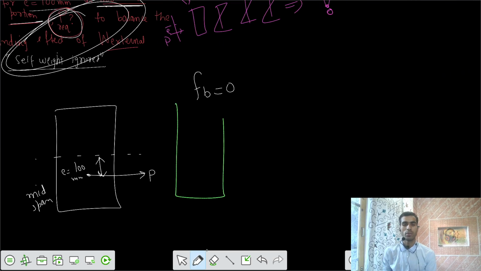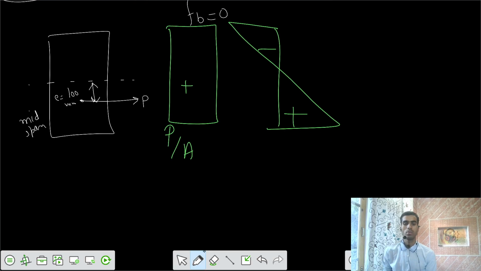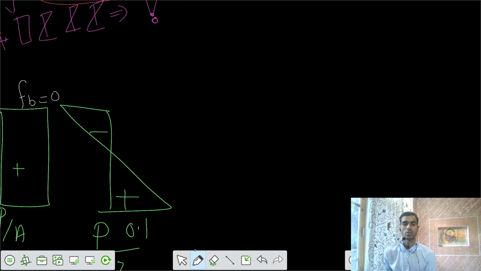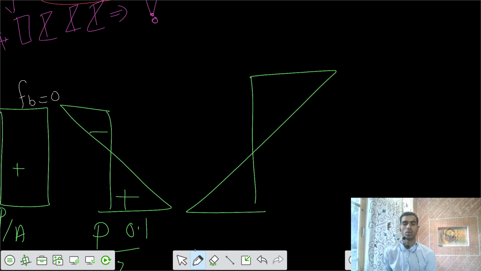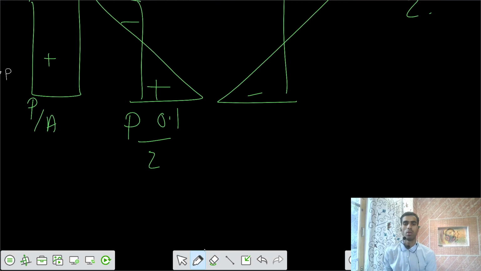So I would say the first stress is P by A. The second one is the hogging moment, so negative, top tensile, bottom compressive, P e by Z. The third one is because of the moments from the dead load and live load, we have M all by Z. We have calculated M all as 118.32 by Z. That's your equation.